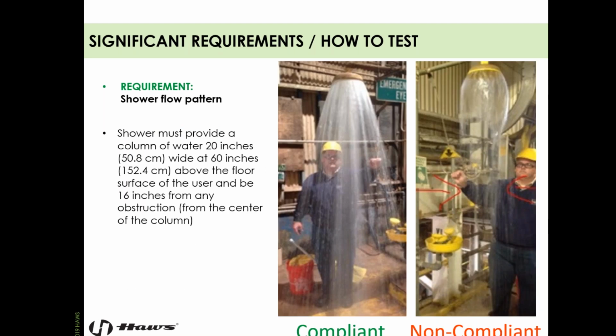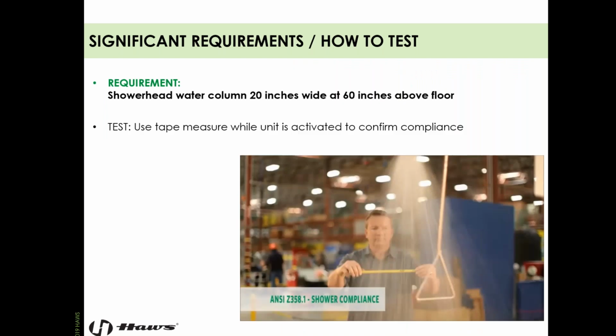Shower flow pattern, very easy to check. You can see a good flow pattern on the left, compliant at least. It is using the shower bell, so there's probably less water in the middle there. And on the right, you have a low flow issue. Now what we want to accomplish is measure 20 inches wide at 60 inches above the floor. This is just average human shoulder spacing. So generally speaking, if you're under the shower, your whole body is going to be covered. Also measure 16 inches from the center of the column of water for any obstructions. Nothing can be in that area that would obstruct the water pattern or you from standing directly in that water.